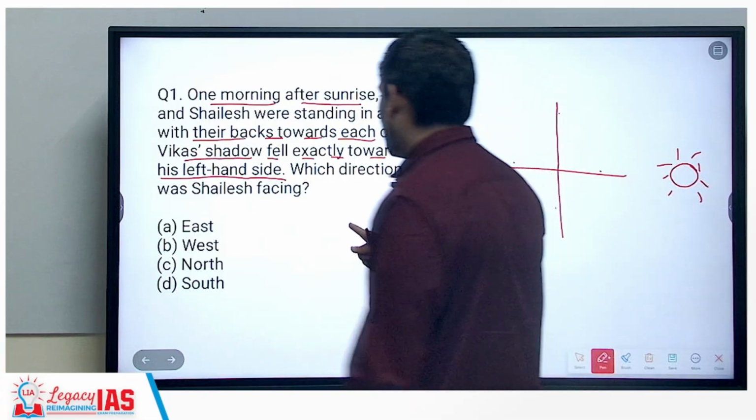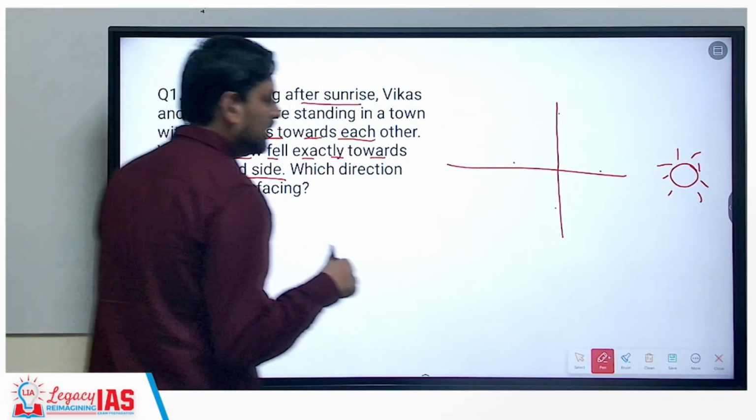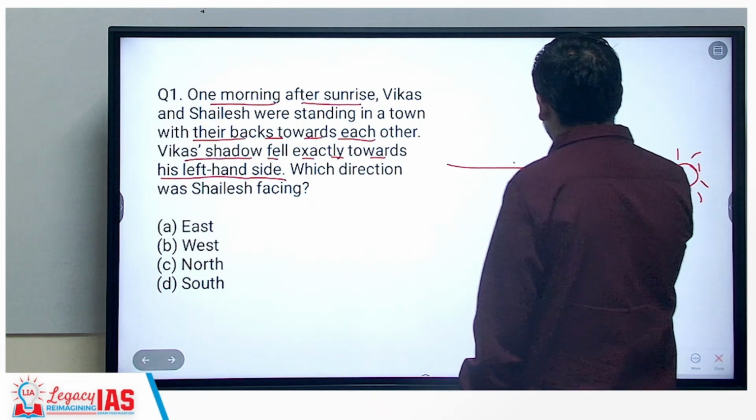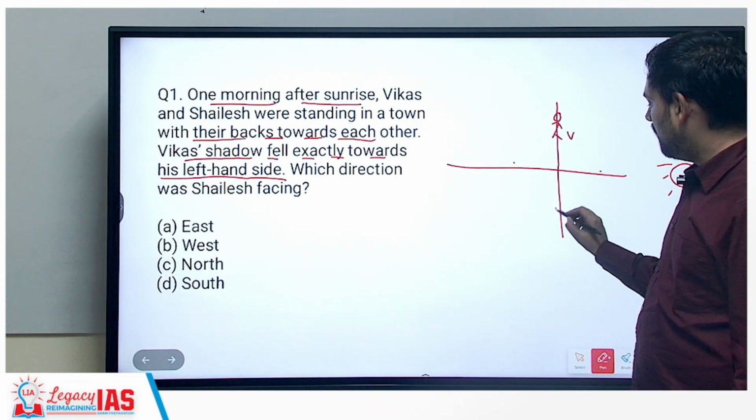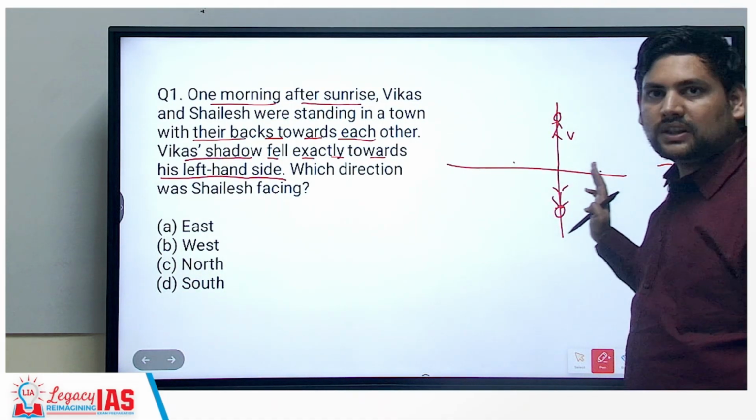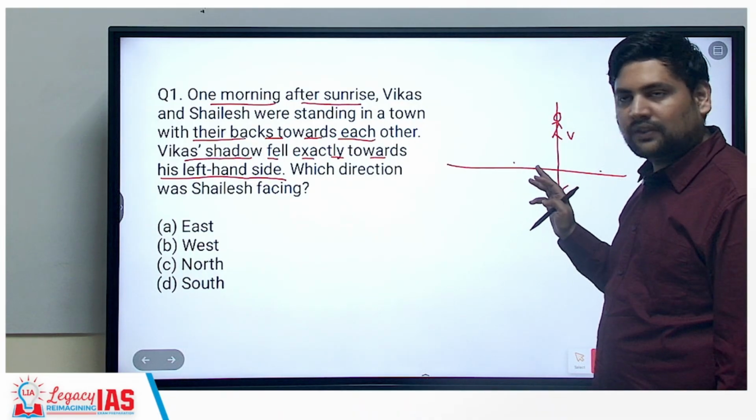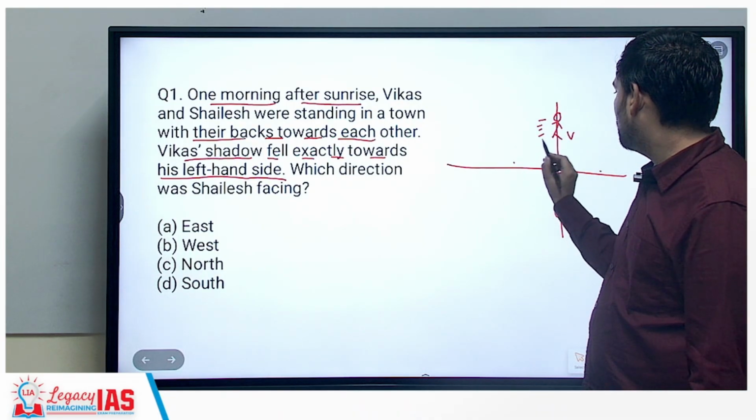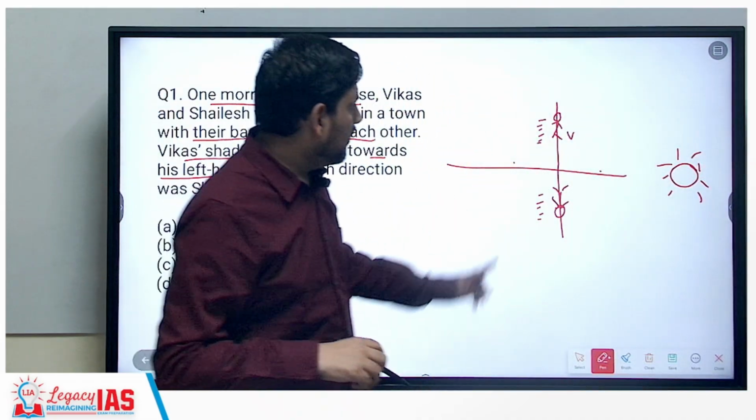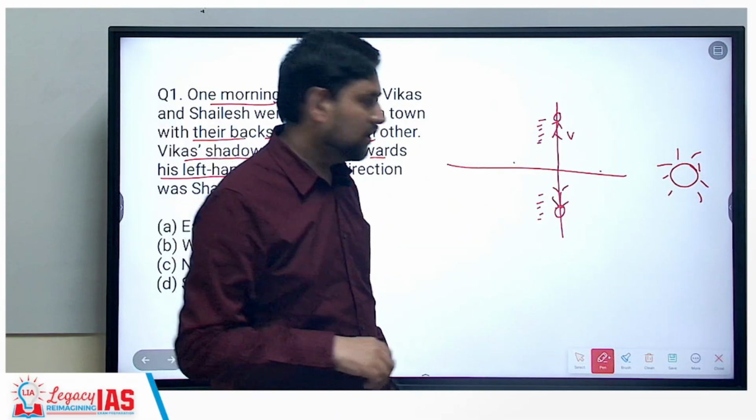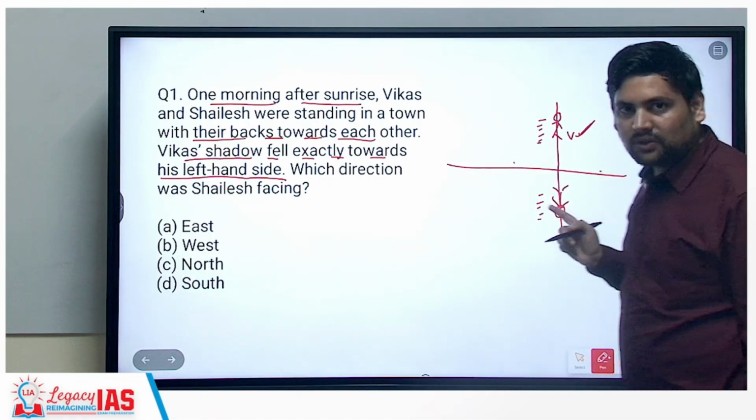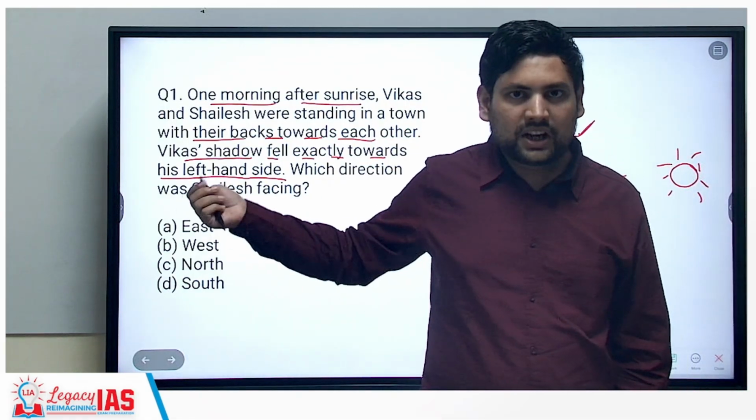Now it says Vikas' shadow fell exactly towards his left hand side. So either this can be Vikas or this can be Vikas. The shadow is always formed away from the source of light. Now let's look at where the shadow is towards the left. Here, if he is going north, the shadow is towards the left. So this is Vikas. Look at this also: if he is going down, the shadow is forming in this direction.